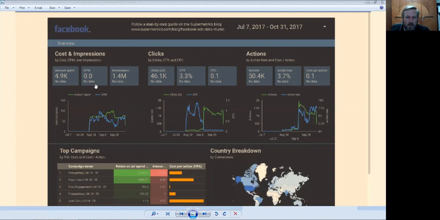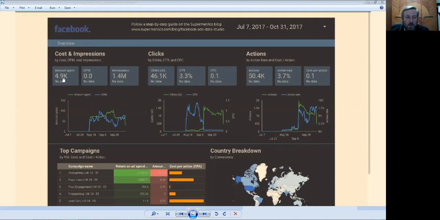Okay, so it seems like some sort of a campaign on Facebook for a date ranging from July 7 until October 31st of 2017. Okay, so you've got on this side the cost and impressions, the amount of time people view it. Remember, CPM is not cost per million, it's cost per 1,000. The M is there for millennia, it's for 1,000.